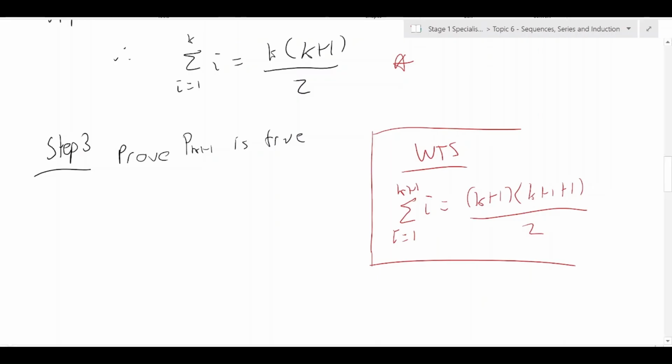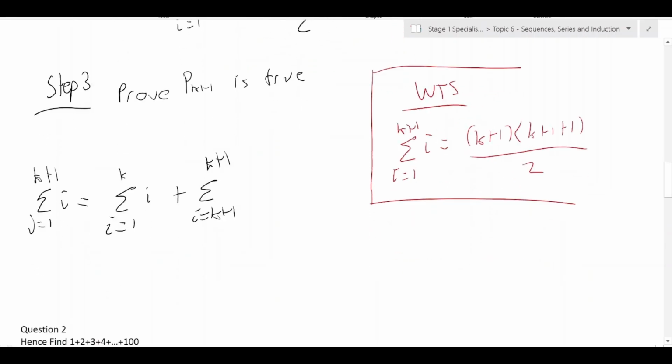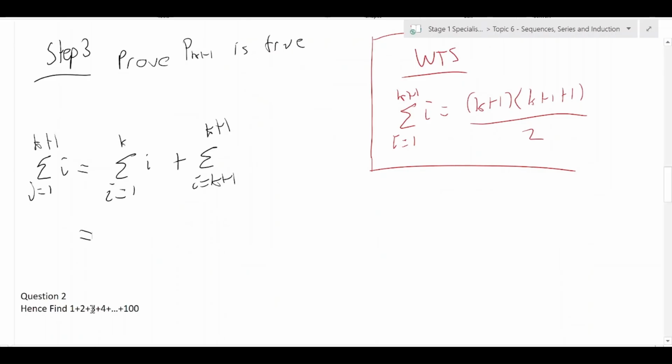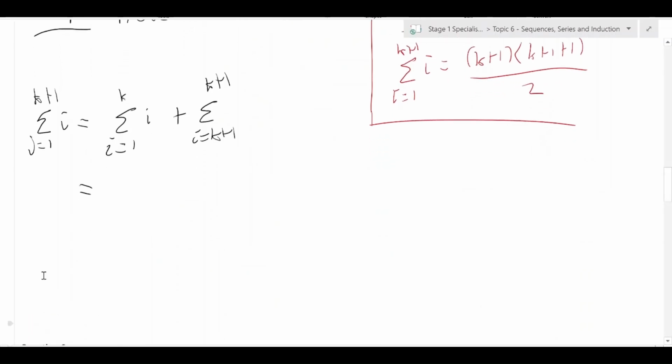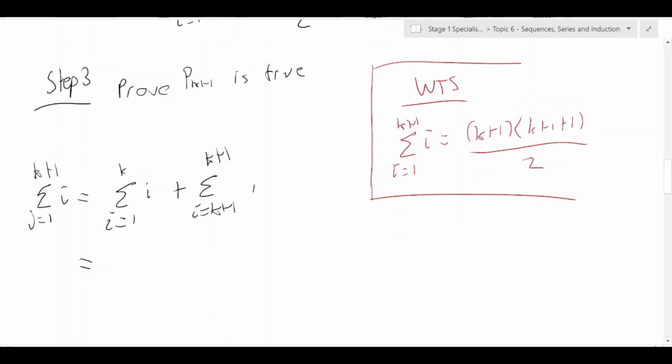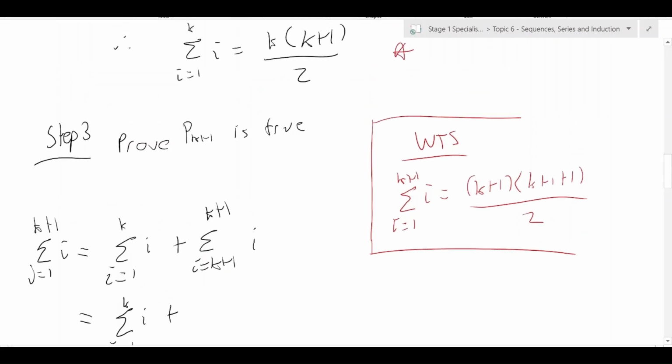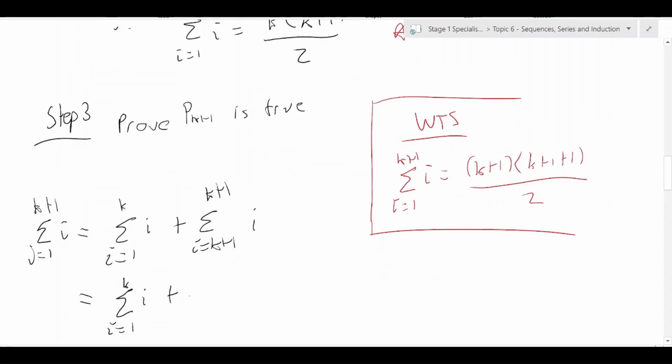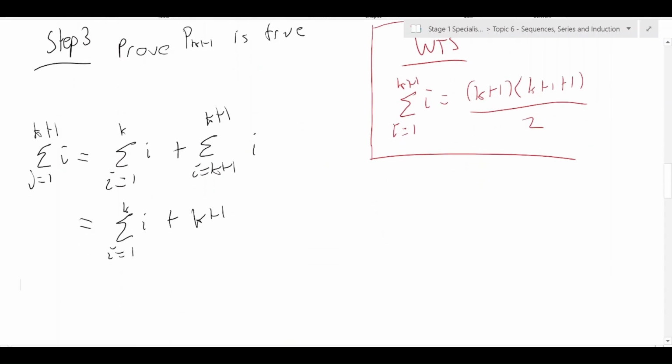So let's try and do it. We're going to start from the left-hand side. So we're going to go i equals 1 to K plus 1 of i. And then pretty much what you always do is you split it. You split it up to the first K terms, and then you have your next term. So this is going to be the sum i equals 1 to K of i plus, and then this next bit is just going to be K plus 1, essentially.